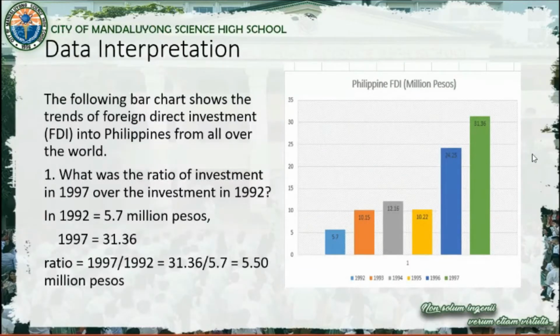Let us now interpret the data. The following bar graph chart shows the trends of foreign direct investment, FDI, into the Philippines from all over the world. Number 1, what was the ratio of investment in 1997 over the investment in 1992? So we can interpret the data using the ratio. In 1992, we have 5.7 million pesos. In 1997, we have 31.36. So using ratio, 1997 divided by 1992, we have 31.36 divided by 5.7, which is equal to 5.50 in million pesos.